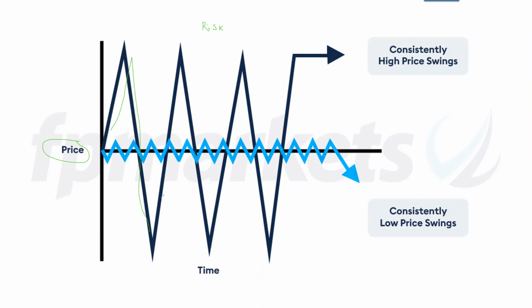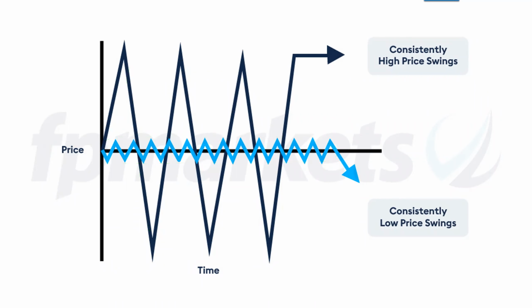So turning our attention to the smaller price swings at this point here, this is referred to as a security or a currency pair having low volatility. As you can see, low ups and downs, low fluctuations, low price swings within the market. And again, this would be a less risky market than the one with higher volatility, but also at the same time, offer less on the return side of things.